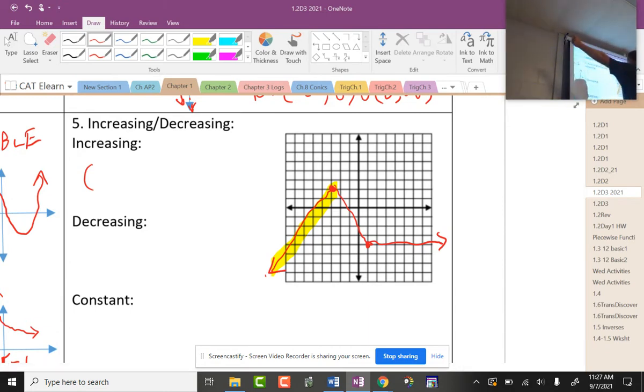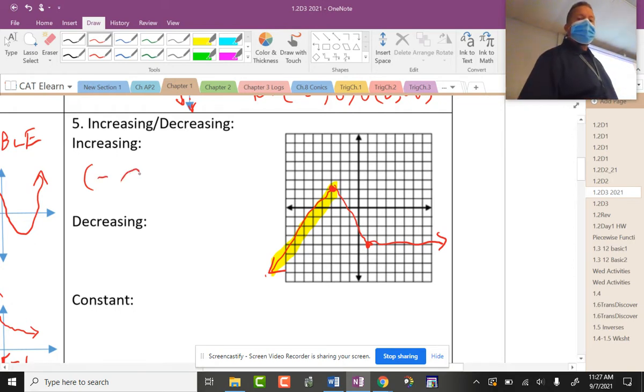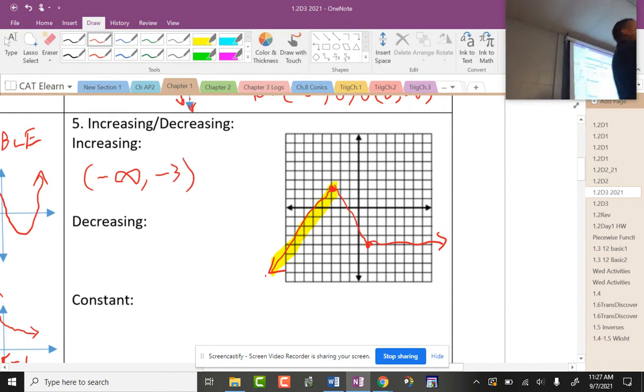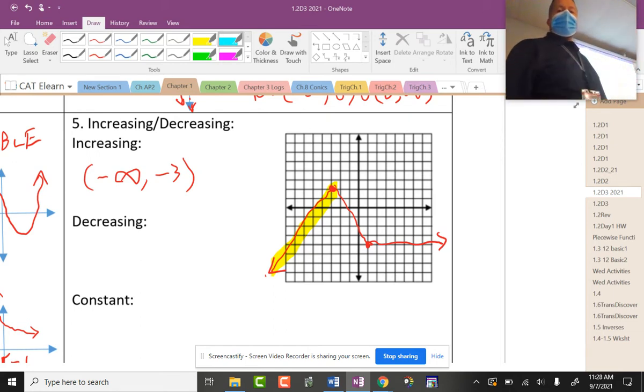So from the left, what number is way out there? Negative infinity. All the way up to what x value? -3. Never do you put brackets on this, because at -3 that's where there's a change in direction. Actually, as a calculus concept, at -3 the graph is like in a millisecond constant. Slope of a tangent line would be something used for that.